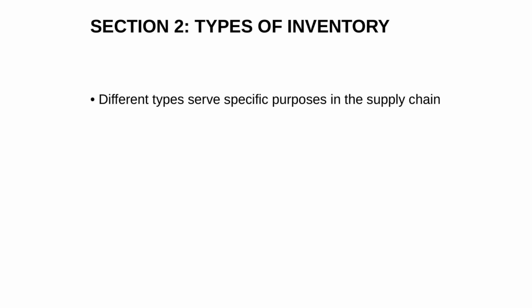Now let's move into Section 2. Types of inventory. Inventory is not a single category. Different inventory types exist for different reasons, appear at different points in the supply chain, and create different costs and risks. Understanding these differences is a foundation for any good inventory strategy.